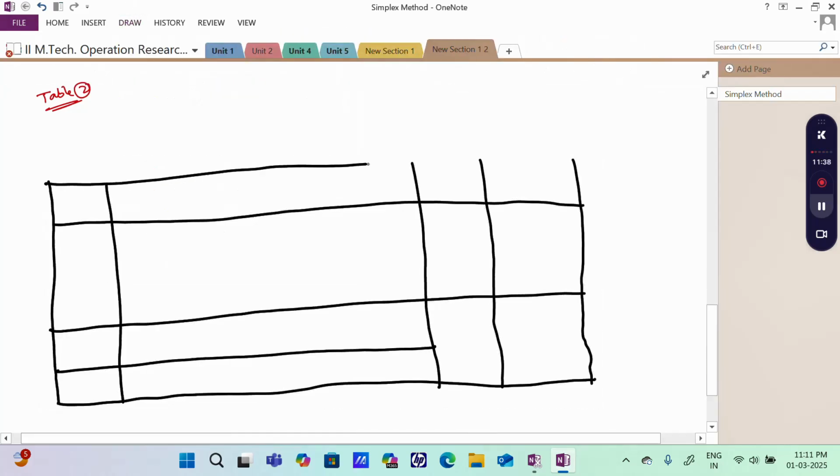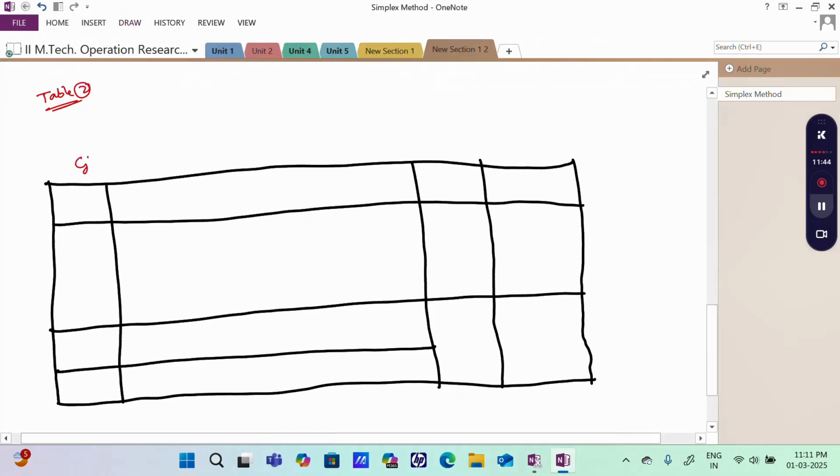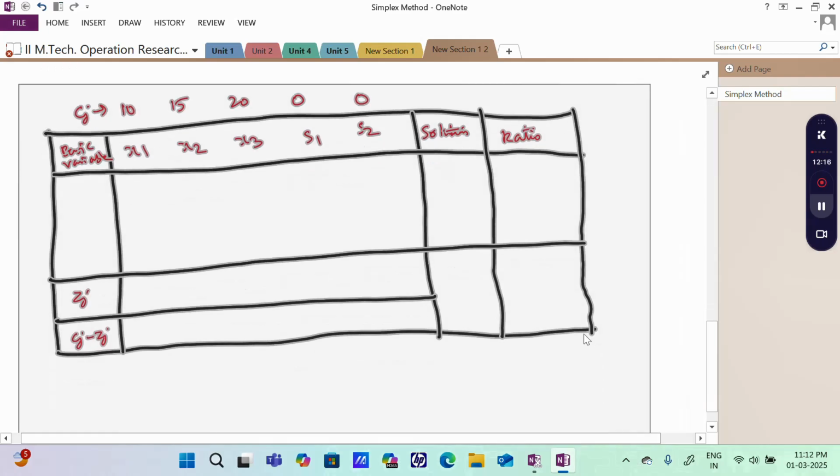So this table 2, what is our main aim? This is our Cj, basic variable, x1, x2, x3, s1, s2, then solution, ratio, basic variable, zj, cj minus zj. Now these are our values: 10, 15, 20, 0, 0. So this is our table value.